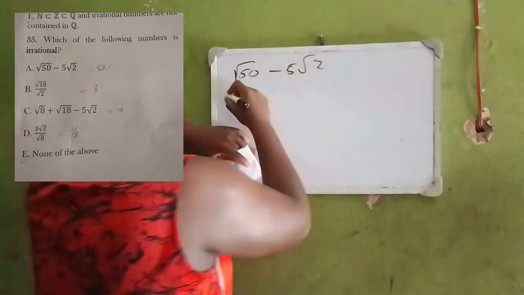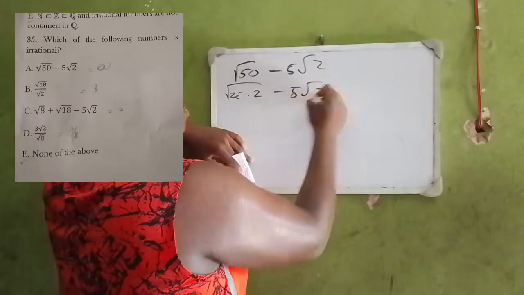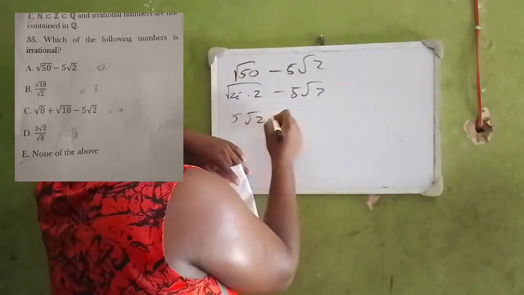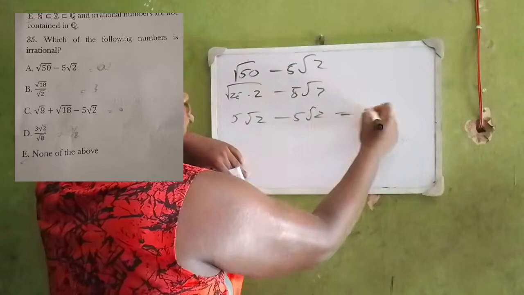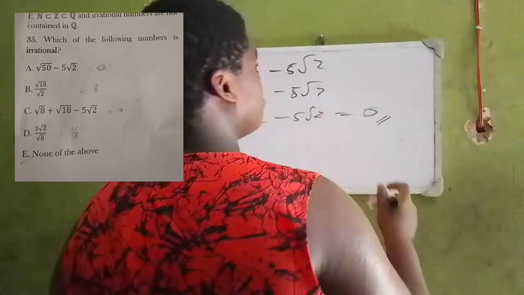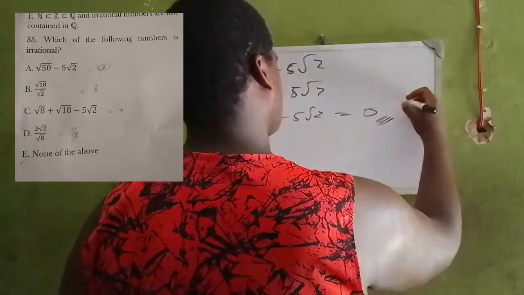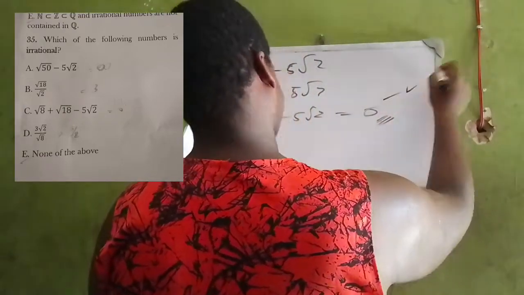What's square root of 50? Square root of 50 is square root of 25 times 2 minus 5 root 2. Square root of 25 is 5, so 5 root 2 minus 5 root 2. This is simply just 0, and 0 is a rational number. The question asks which number is irrational, so I'm looking for a number that is not a rational number. This is a rational number, so this is not going to be the correct answer.